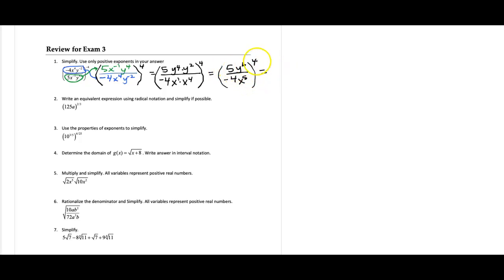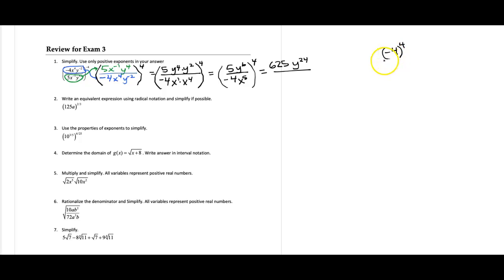So on the top, 5 to the fourth power, so that's 5 times 5 times 5 times 5, is going to be 625. And then y to the sixth to the fourth. A power raised to a power, this is where we multiply those together. So that's y to the 24th. And then on the bottom, I've got -4. I'm going to write this out to the side just to make sure everybody understands what I'm saying here. So I have -4 all raised to the fourth power.